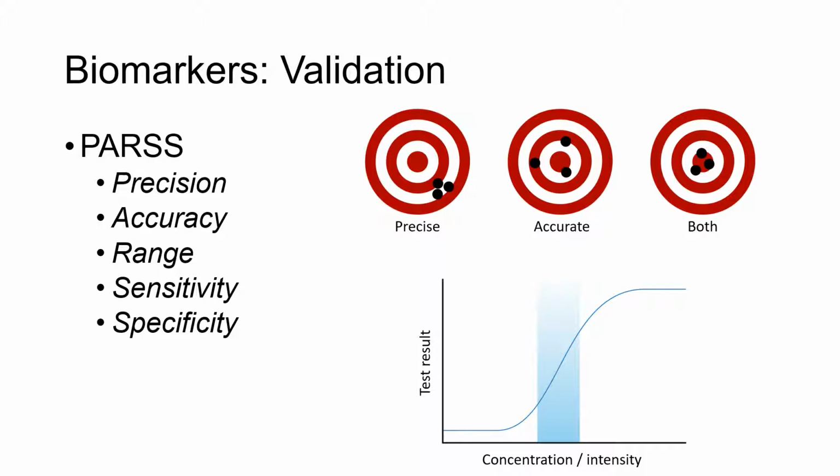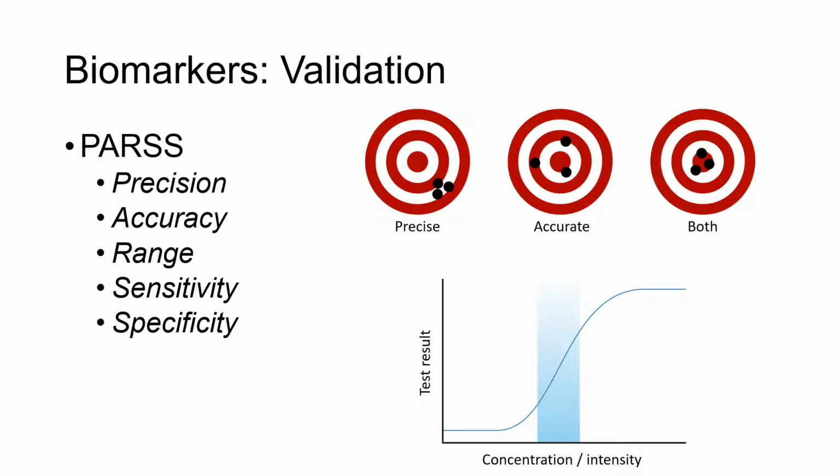Range, in this case, refers to the linear range of the test. Due to limitations of the instrument used to measure the biomarker, combined with other factors such as recovery of the analyte during sample preparation, there is usually a finite range of values for the biomarker over which the test is actually accurate, shown in the blue space on the curve on this slide. This is known as the linear range of the test.